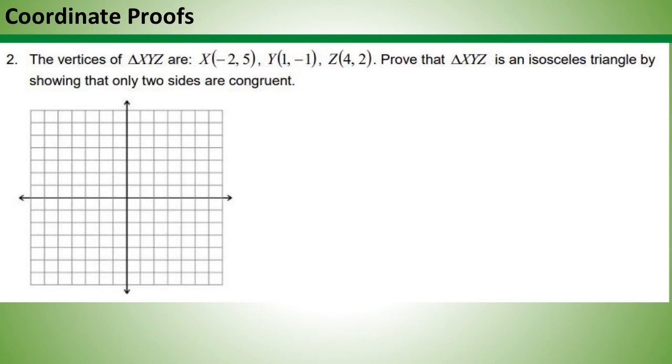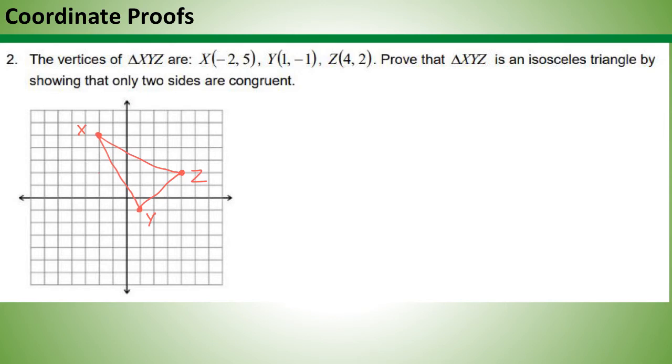Okay, here's another example. Here we're given a triangle, and we're given these coordinates. Let's graph it. X is (-2, 5), so X would be right there. Y is (1, -1), so that's going to be here. Z is (4, 2), so (4, 2) is going to be there. Okay, and just connect your dots, and that's going to create our triangle there.